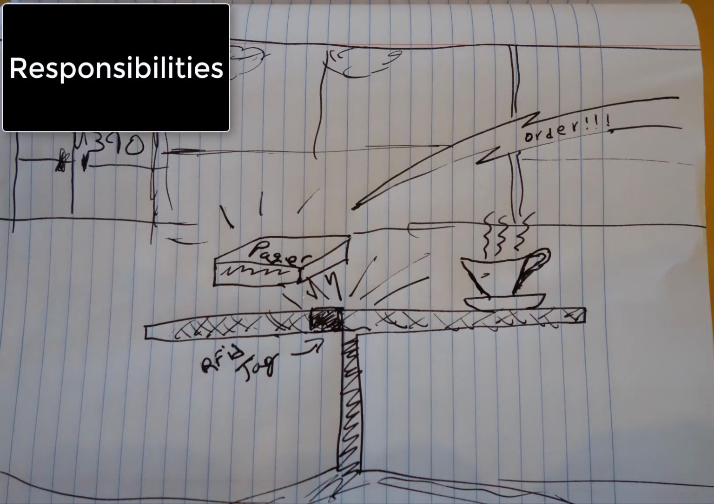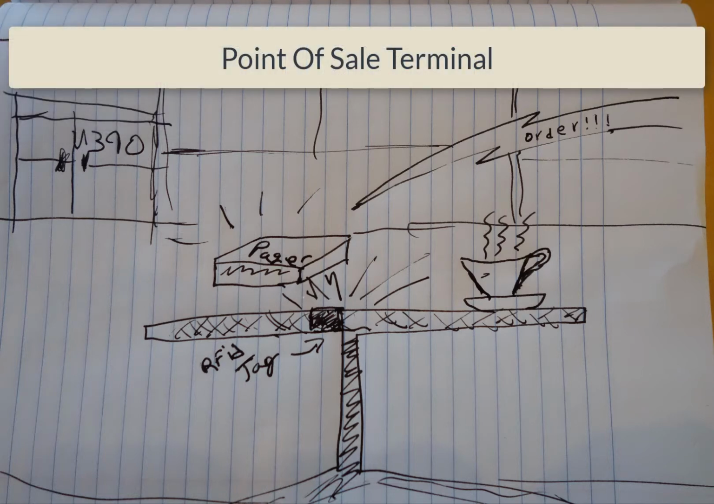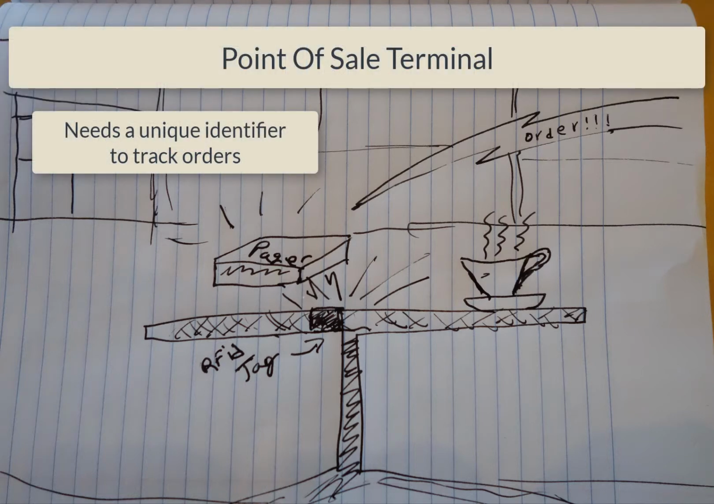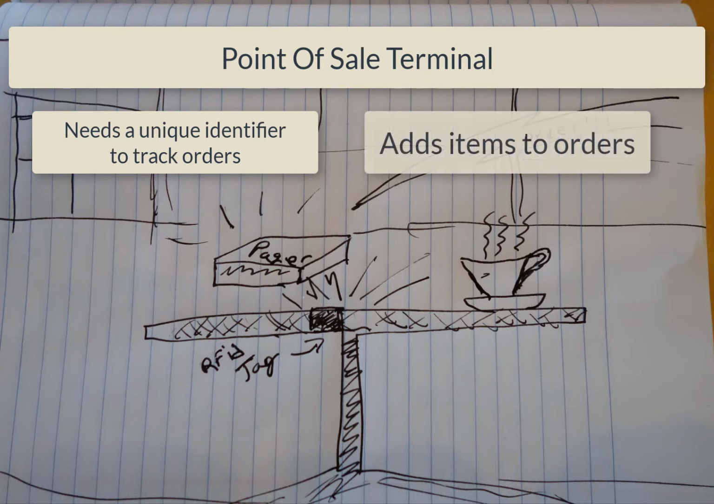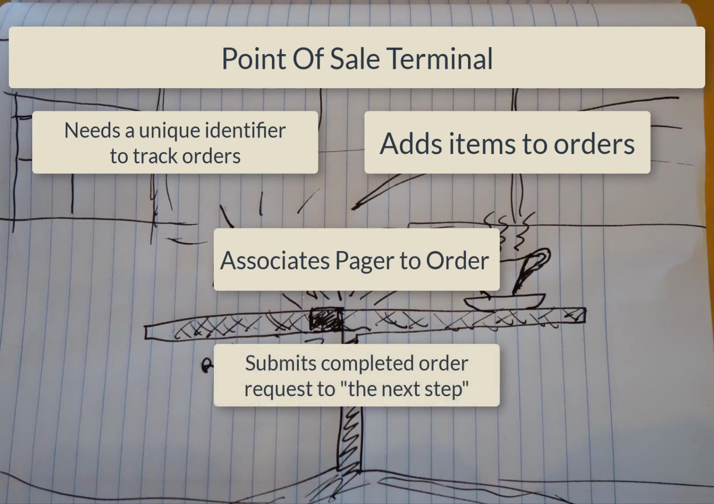Still working at a high level, we know the point of sale terminal needs a unique identifier. It needs to add items to our orders, and then it needs to associate a pager with an order and somehow communicate to the rest of the system that an order is complete and ready to move to the next step.